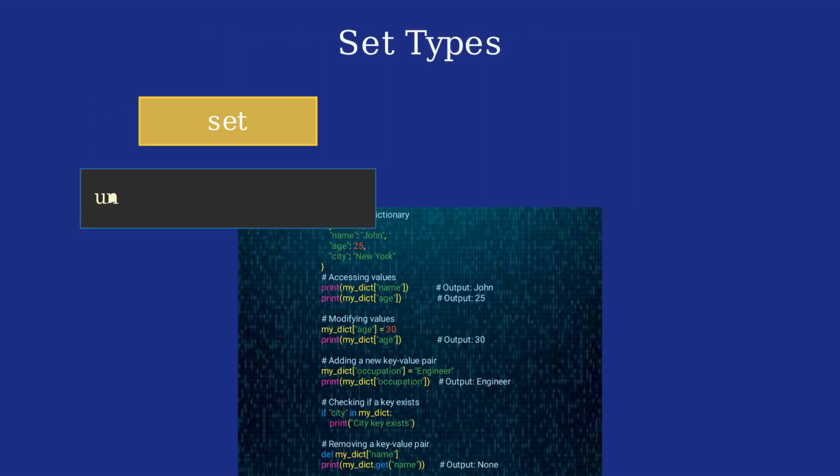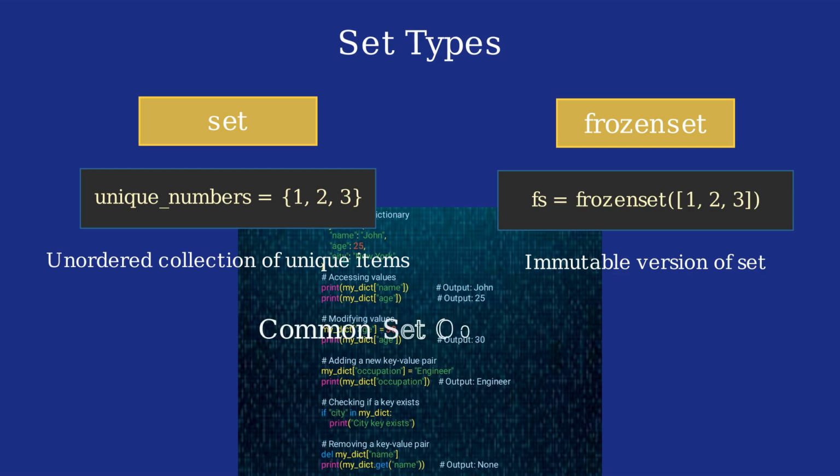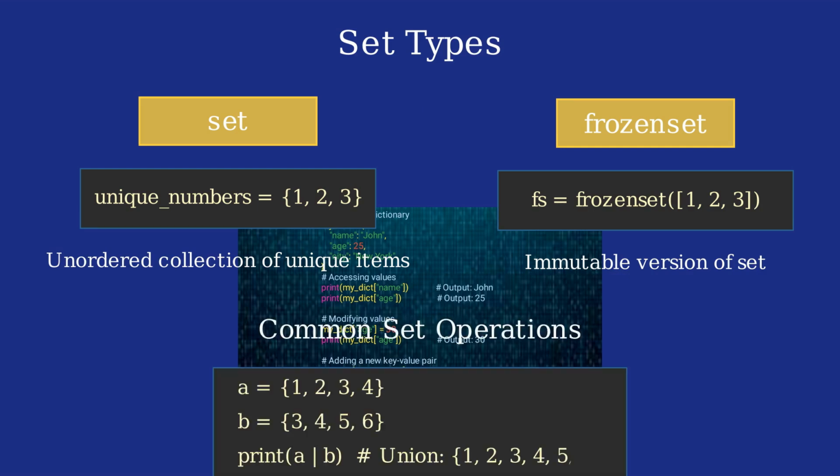Python also has set types for working with collections of unique elements. A set is an unordered collection of unique items. Sets are mutable, so you can add or remove elements after creation. A frozen set is an immutable version of a set, which means once created, you cannot modify its contents. Sets support mathematical operations like union, intersection, and difference. These operations make sets particularly useful for eliminating duplicates and comparing collections of items.